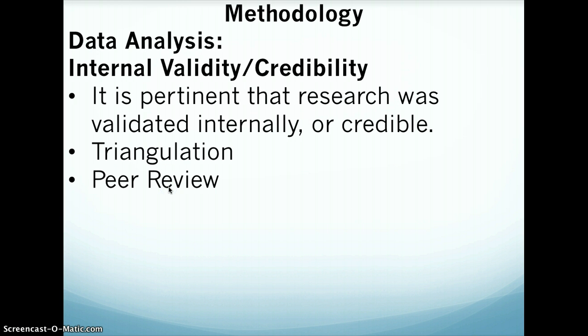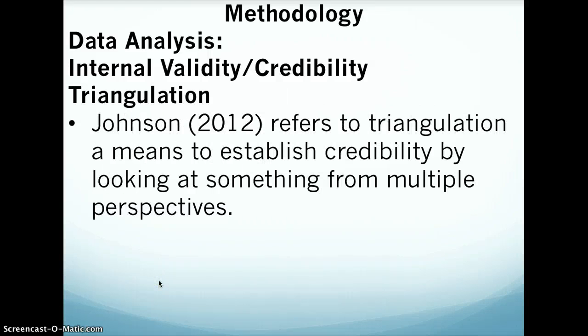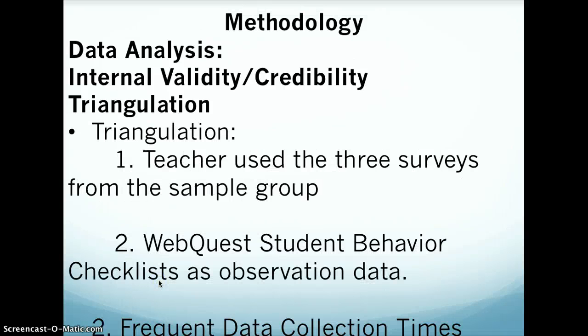And then I wanted to make sure that I actually had valid and credible information. So I used triangulation and peer review to establish my internal validity and credibility. Triangulation refers to looking at something from multiple perspectives. In order to accomplish this, I used the 3 surveys from the sample group. I used the student behavior checklist, as I just showed you, and then I also collected the data multiple times. It was not just during one day, it was every single day of every WebQuest.